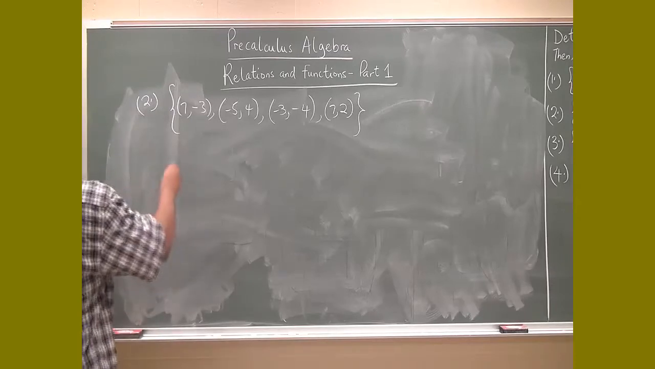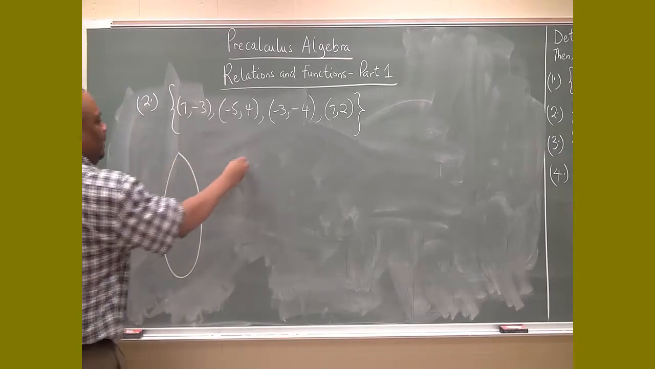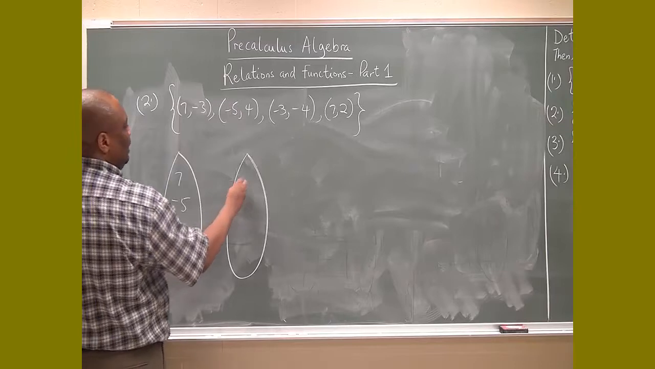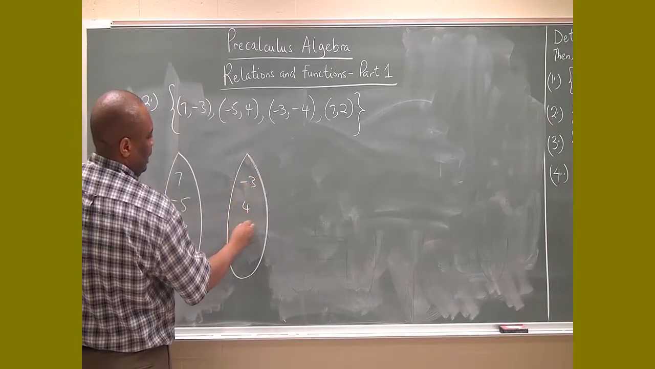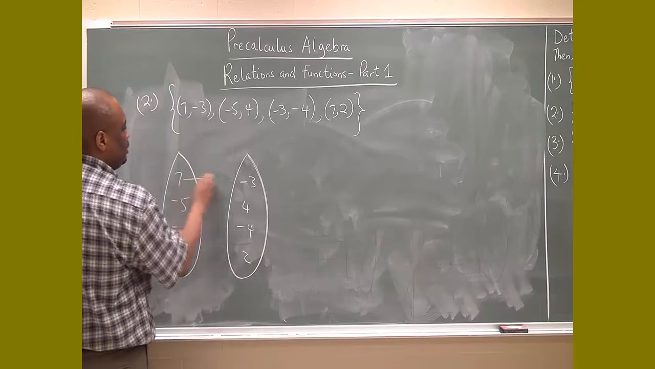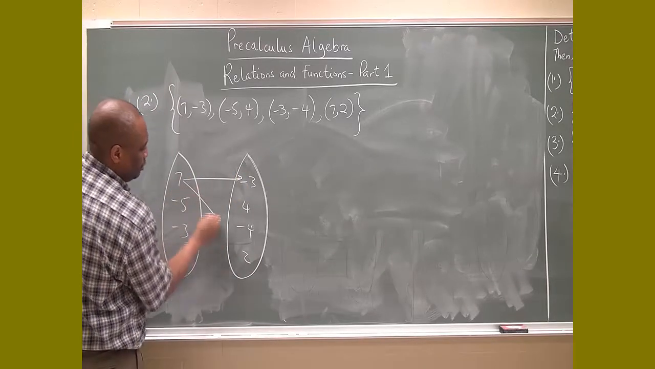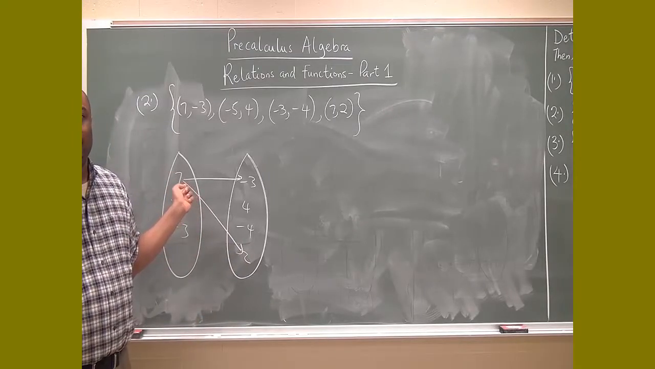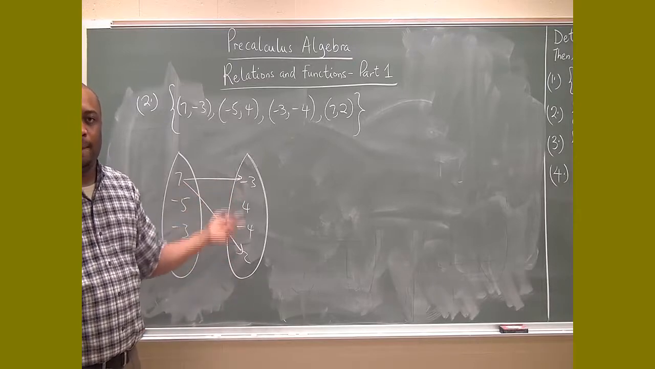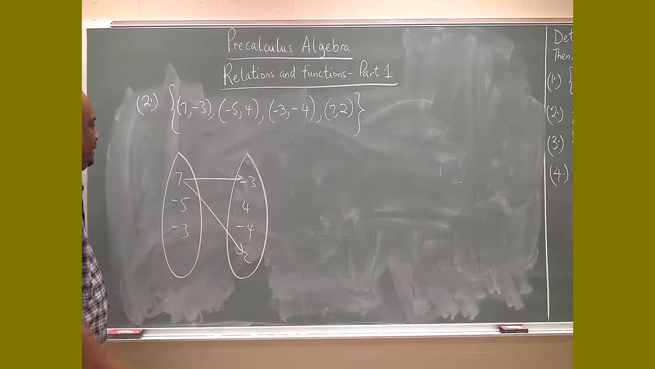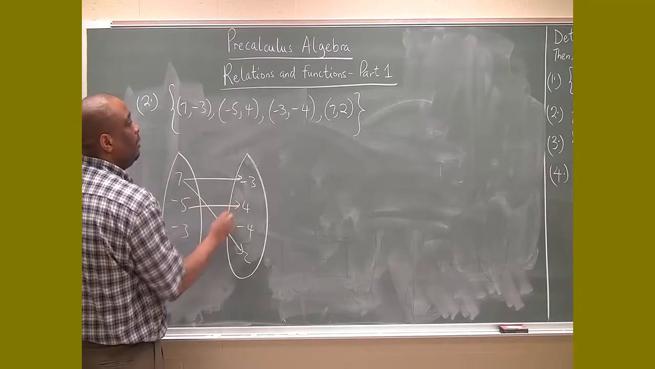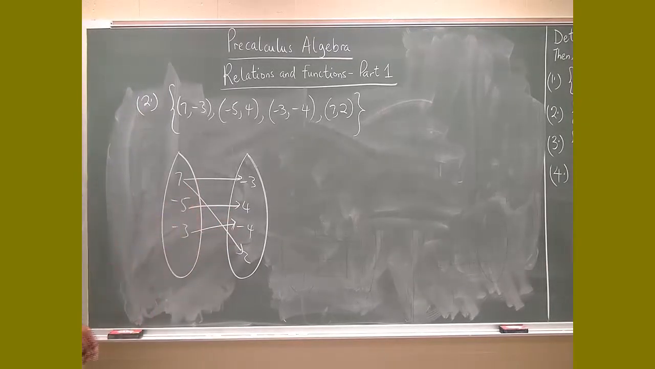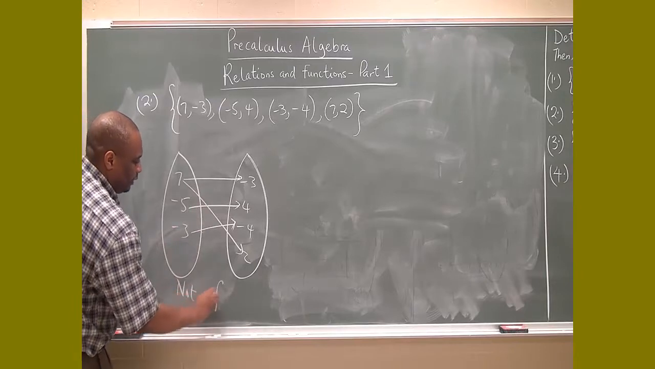And if we map it, we'll get something like this. 7, -5, -3, and this will be -3, 4, -4, 2. So 7 maps onto -3 and 7 maps onto 2. You see, this is wrong. You can't take one test and have two different grades. You cannot. So -5 maps onto 4, and -3 maps onto -4. So this is not a function.